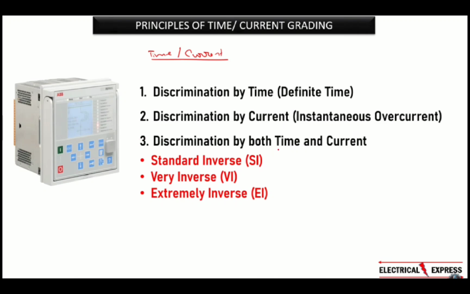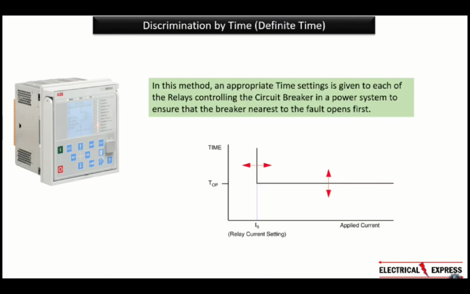Now, if we look at discrimination by both time and current, we'll see three things. The first is the standard inverse. The second one is the very inverse, and the third one is the extremely inverse. Friends, in this video and future videos, we'll explain all these things very easily with practical examples. First, we'll understand discrimination by time. This is also called definite time. So, friends, just by saying definite time, we understand that we'll set a fixed time in the relay.